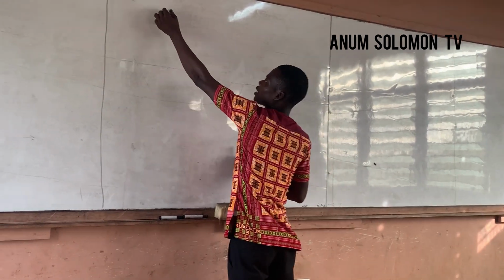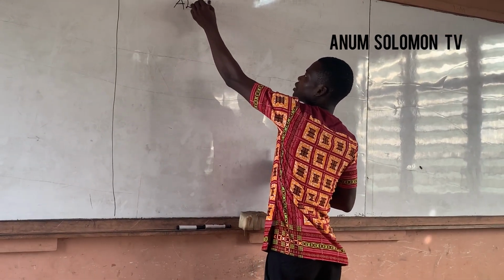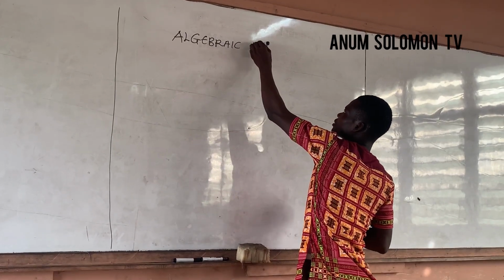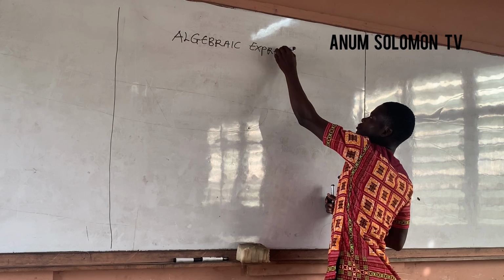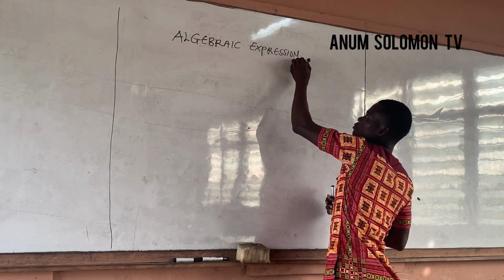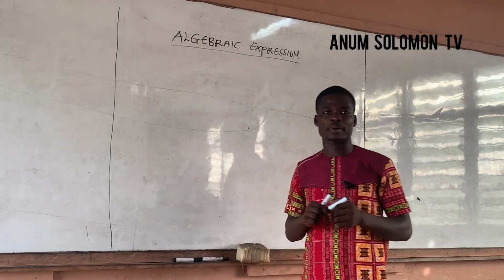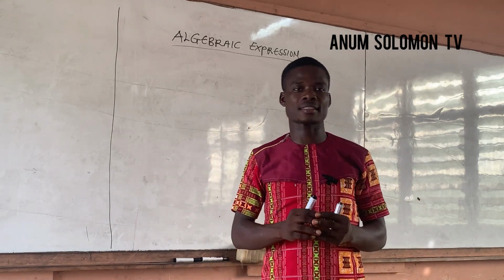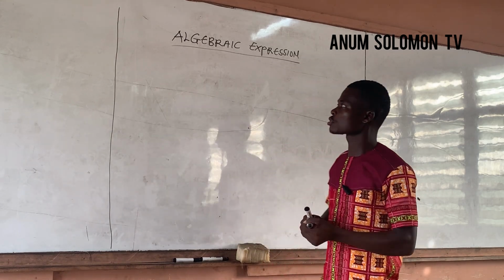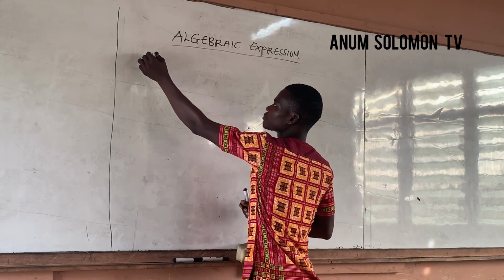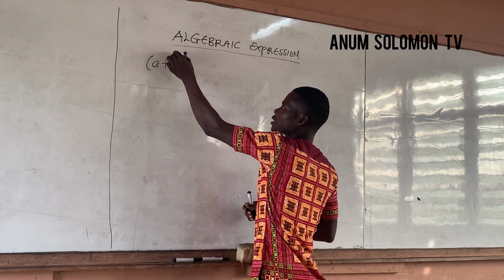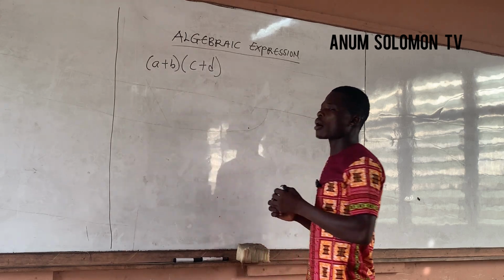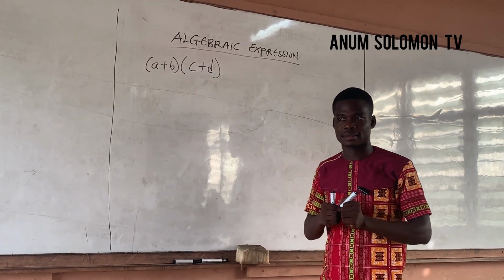We are still under algebraic expression. So under the algebraic expression, we are looking at how to expand brackets. So suppose we have (A plus B) times (C plus D). How are you going to expand this bracket?